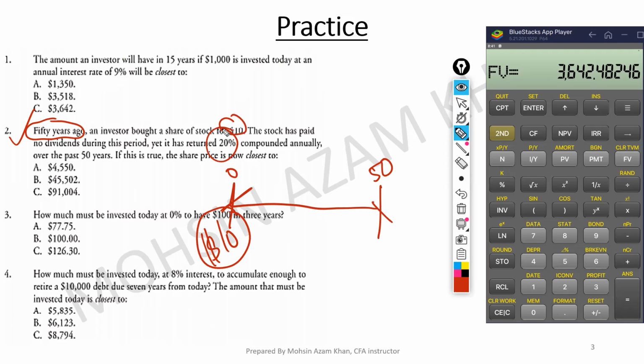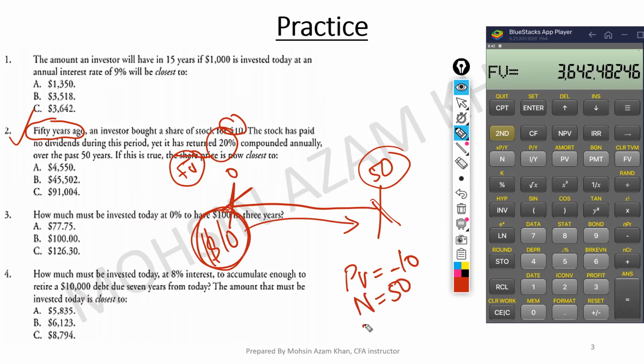If this is true, the share price now is, share price meaning, just remove it. What is the value now? Now these terms will make it harder for you because it is saying now. So now means present value, but the case is 50 years back. You are standing on the 50th year, so this becomes a future value of 10. So your present value is minus 10. N is 50. Interest rate is 20. And you need to compute future value.